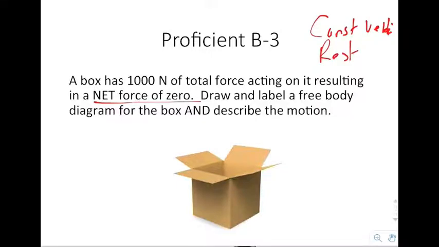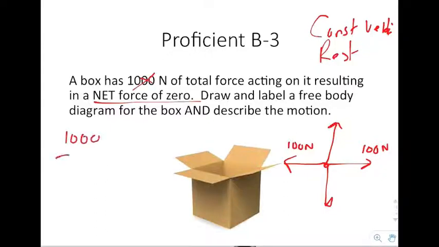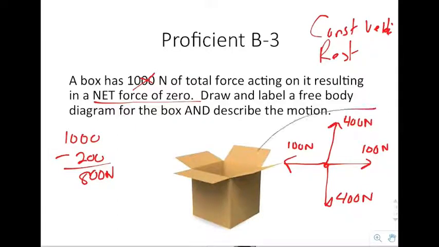Now, in order for it to have a net force of 0, the up force and the down force have to cancel each other out. The right force and the left force have to cancel each other out. So there's lots of different ways for you to do this. I'm going to say 100 newtons to the left and 100 newtons to the right. Those two cancel each other out, and I'm still in equilibrium. But I've taken 1,000 and subtracted 200 from the total. So I've got 800 newtons left, which means I will have 400 newtons down and 400 newtons up. In this case, I would say the object is either in constant velocity or at rest, depending on how those forces are acting.